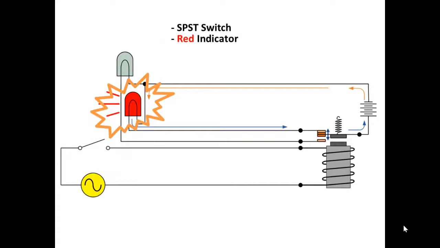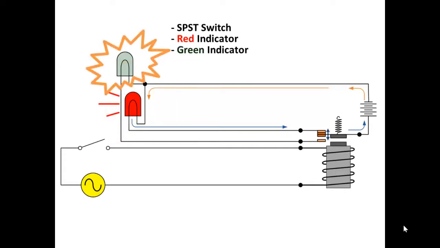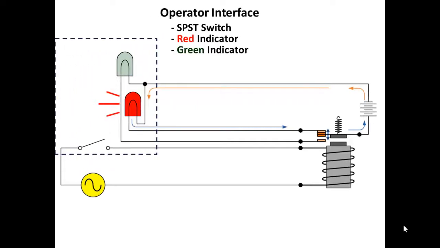Then you have a red indicator, and as you can see in the circuit, the battery powers the red LED when the relay is de-energized. And then of course you have a green indicator which will illuminate when the relay is energized. This is the operator interface. So the operator has a switch to control the circuit, and then he has two indicators to indicate the state of the circuit.